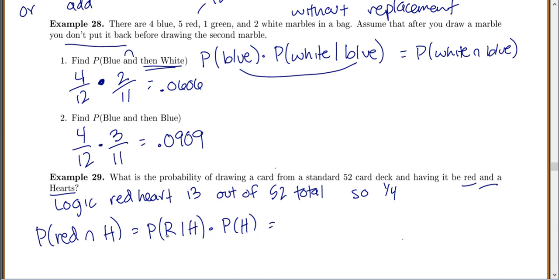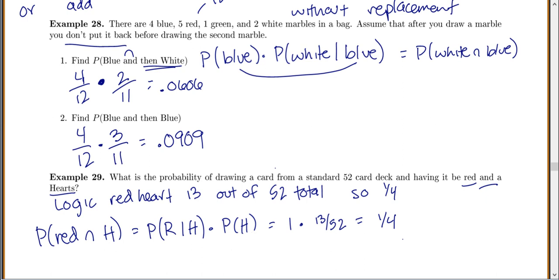Okay, so this conditional probability, red given hearts. This says, if I know it's hearts, what's the probability that it's red? If you think about it, if you know it's hearts, all hearts are red, right? So if you know it's hearts, the probability of it being red is 1. The probability of hearts, well, how many hearts are there? There are 13 out of 52 hearts, so our total would be 1/4.